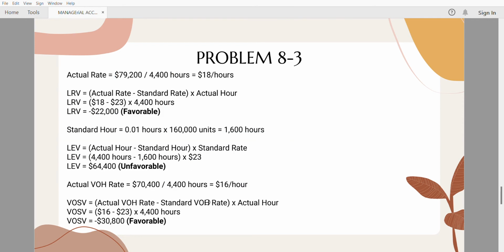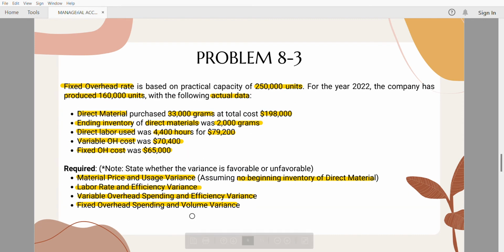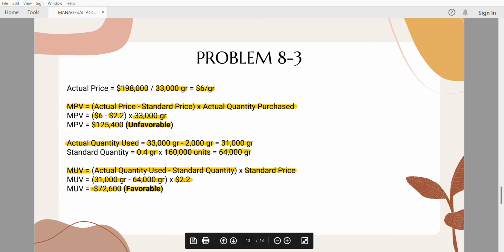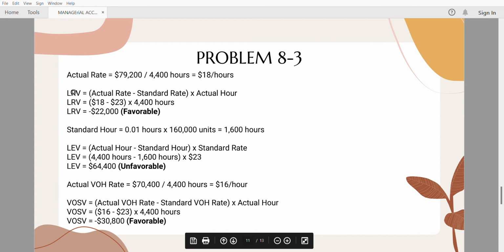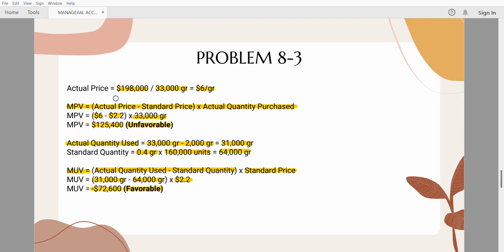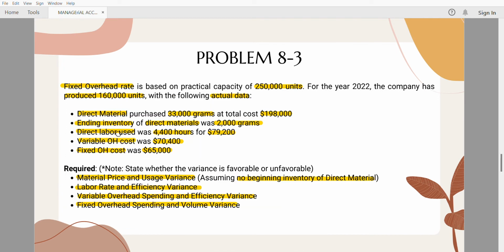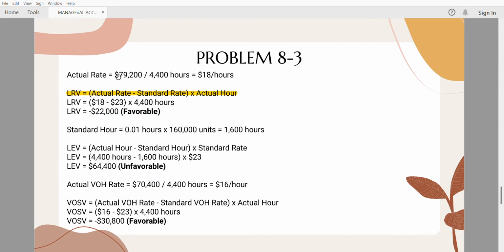Okay, continue to the next problem, which is LRV and also LEV. So LRV has the formula of actual rate minus standard rate times actual hours. The actual rate is not stated, but they do tell us that the direct labor used for 4,400 hours is $79,200. So we need to calculate it.